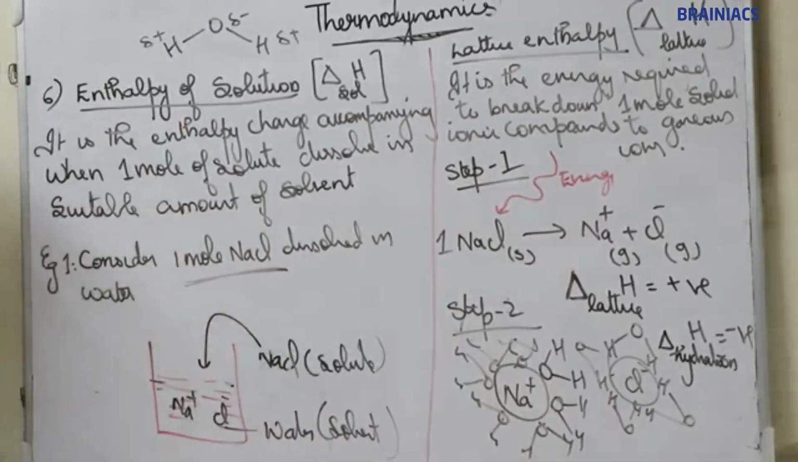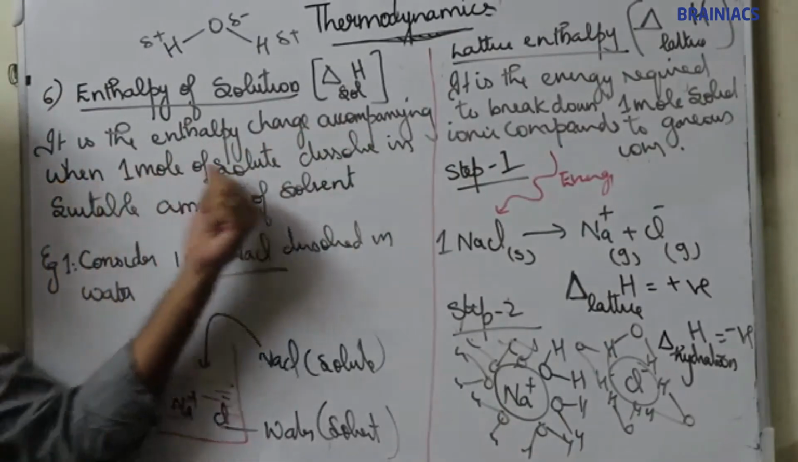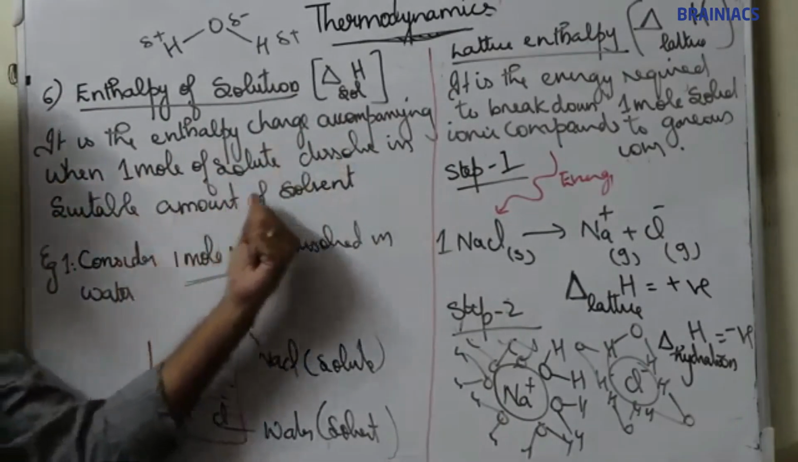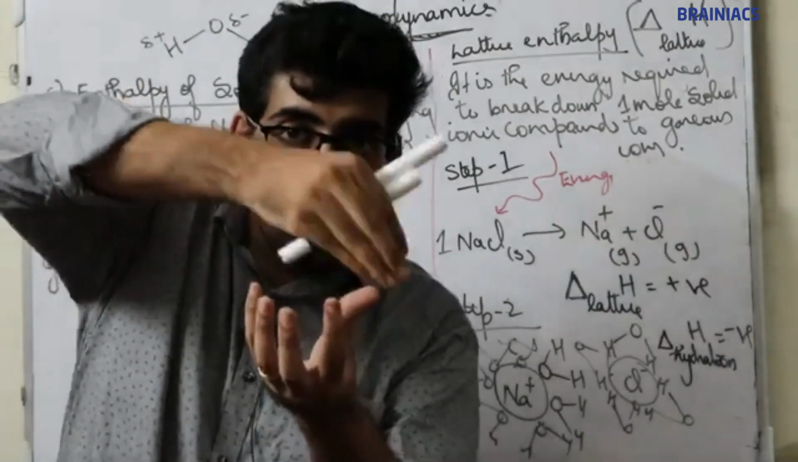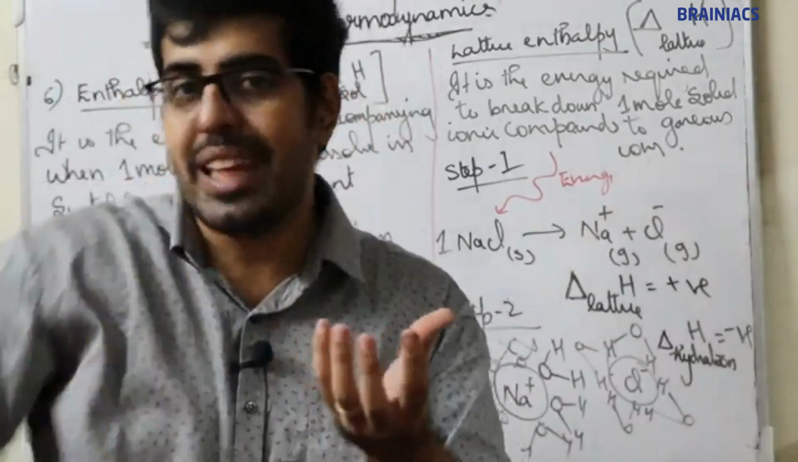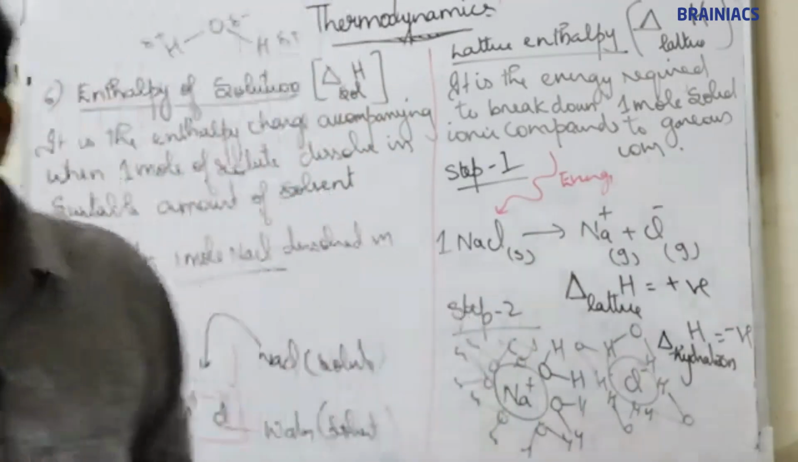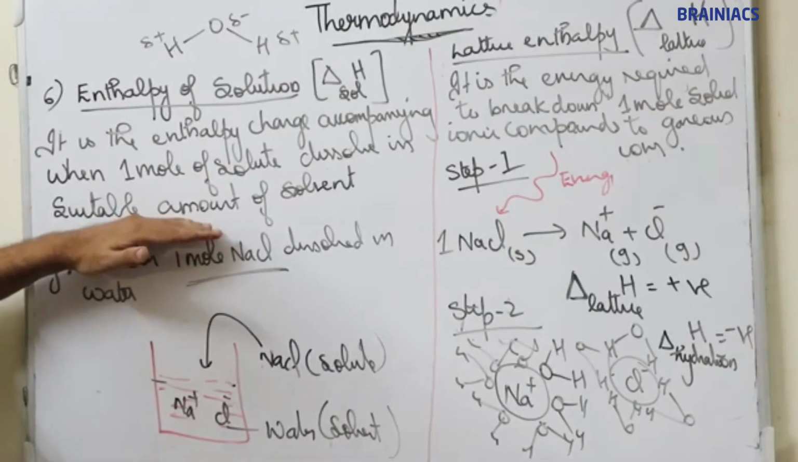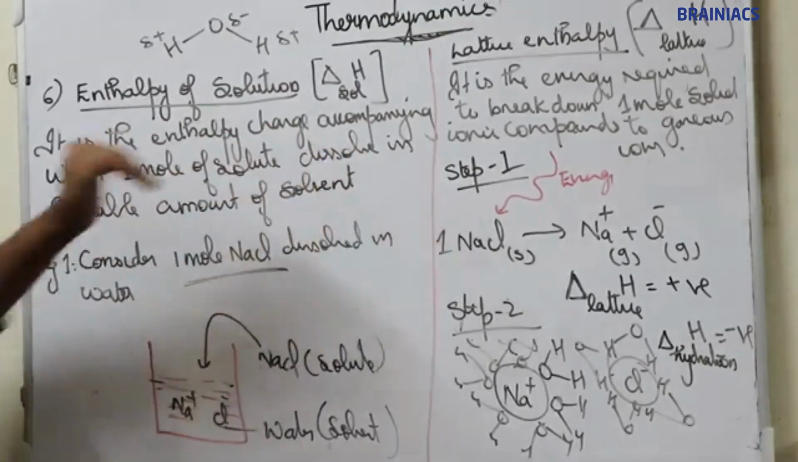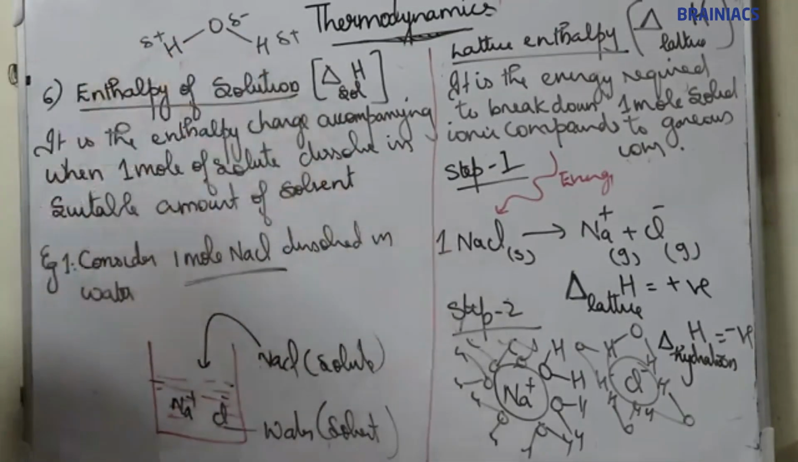So what is enthalpy of solution? It is the enthalpy change accompanying when 1 mole of solute is dissolved in a suitable amount of water. So when we dissolve 1 mole of solute in a suitable amount of water, there is a change in enthalpy. The enthalpy change associated when 1 mole of solute is dissolved in a suitable amount of solvent to make a solution is known as enthalpy of solution.